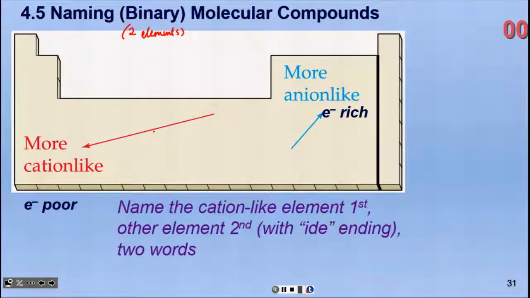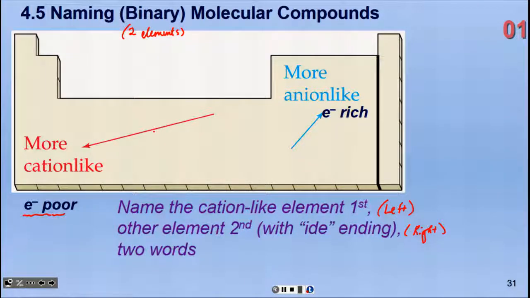And so we'll have to decide which one is more cation-like or more anion-like. In other words, the one that's electron poor is described as more cation-like, and the one that's more electron rich, has more electrons around it in a general sense, is going to be the one that's listed in a different way. So the cation-like element first is going to be the first part of the name. It's also going to be the one that's more left on the periodic table. And the other element is going to be second, changing its ending to an IDE, and it's going to be the one from the right side of the periodic table, given your choice.